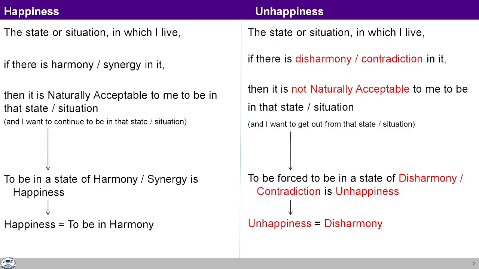To be forced to be in a state of disharmony, contradiction is unhappiness. Students can also say that being forced to sit in the classroom for a longer period of time is disharmony. So unhappiness is equal to disharmony. Disharmony in the sense that, to be forced, the self does not like that state or situation. So happiness is to be in harmony, and unhappiness is disharmony. From this point onwards we use the words happiness and harmony interchangeably.